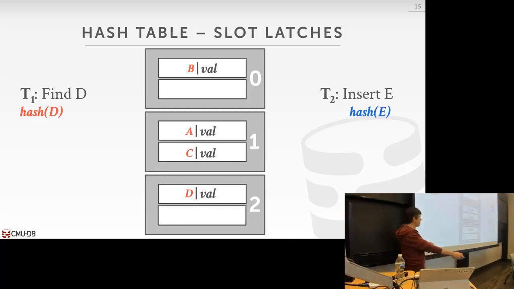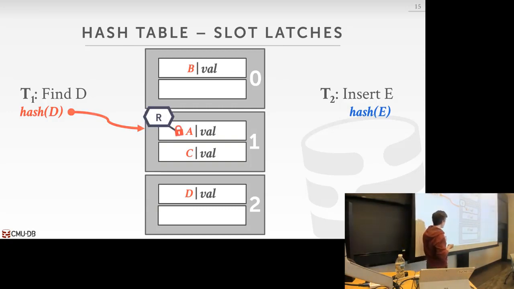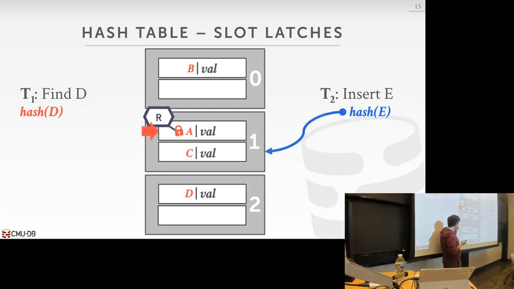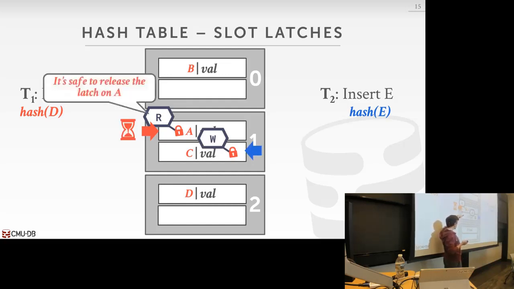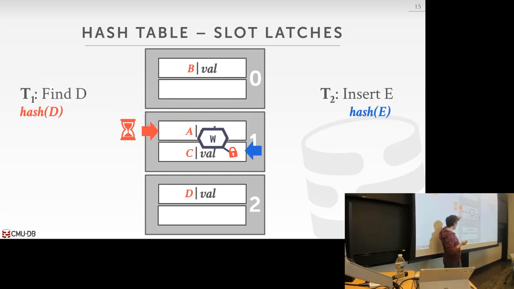So let's look to see how to do it with slot latches. Again, T1 starts, it wants to do find D, it hashes to where A is, so it acquires the read latch on A. Then T2 starts, it wants to do a write, so it acquires the write latch on C. At this point, when T1 starts up again and tries to look at this, it can't run because it can't get that latch, so it has to stall, whereas this other thread can keep going down here.